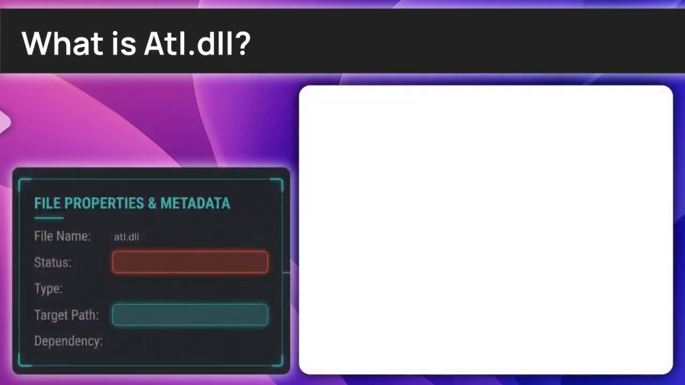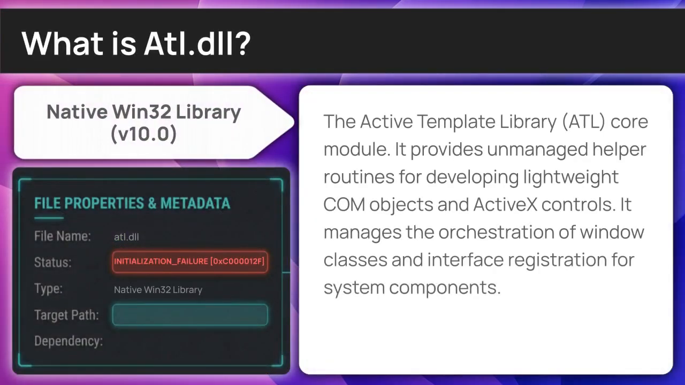This is the Atl Library, the Active Template Library, ATL core module. It provides unmanaged helper routines for developing lightweight COM objects and ActiveX controls. It manages the orchestration of window classes and interface registration for system components. Now that we've covered what the file does, let's jump into our first fix.